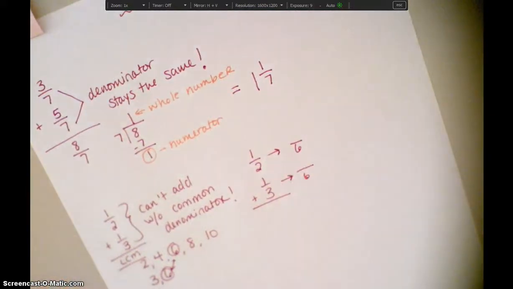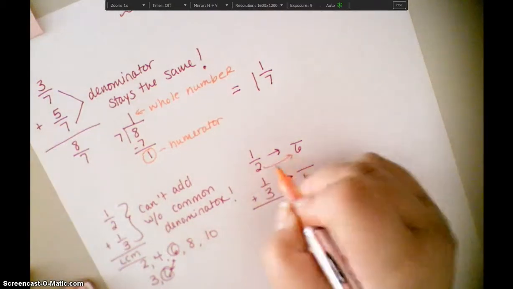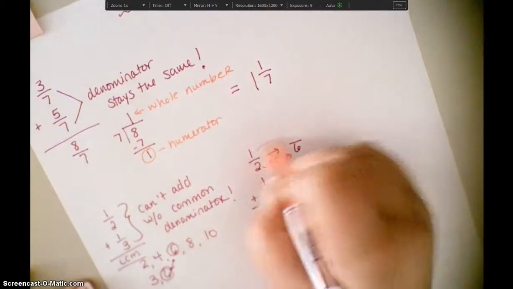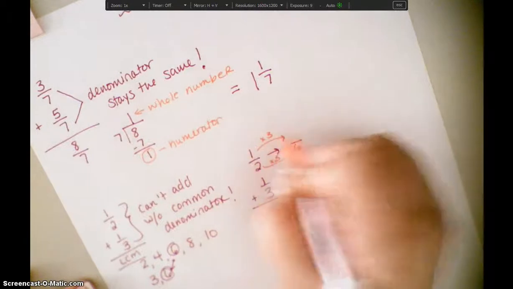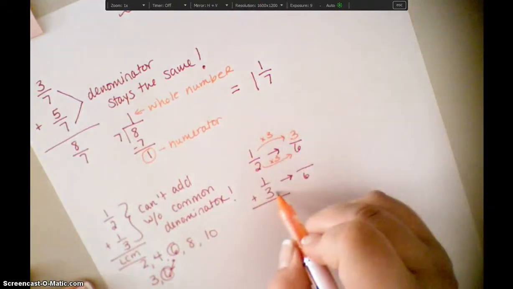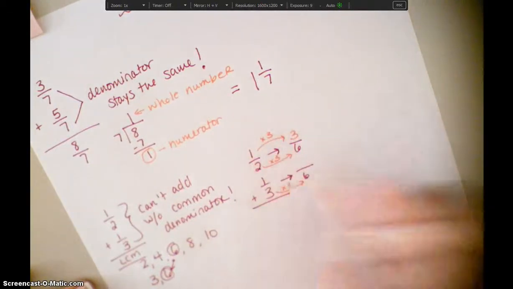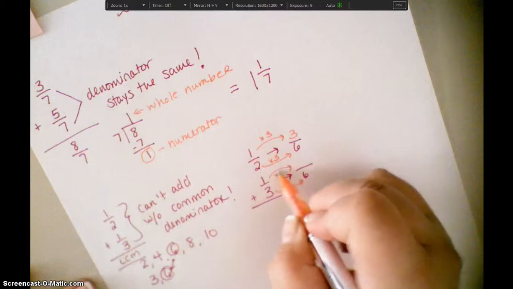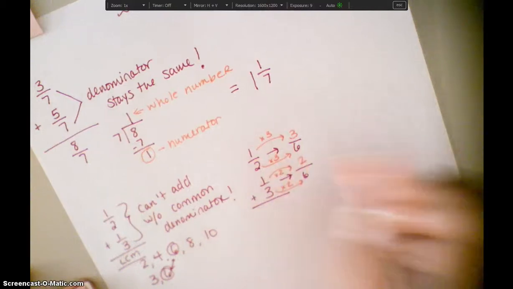And then if I change the denominator, I have to change the numerator. So to get from 2 to 6, I multiplied by 3. So I have to do the same to the numerator. 1 times 3 is 3. To get from 3 to 6, I multiplied by 2. I have to do the same to the numerator. 1 times 2 is 2.